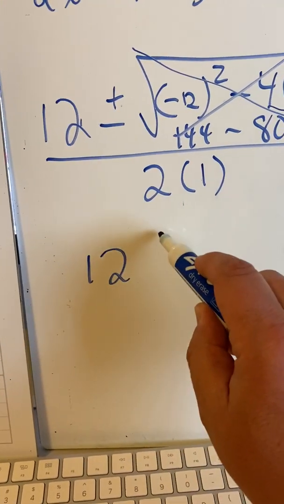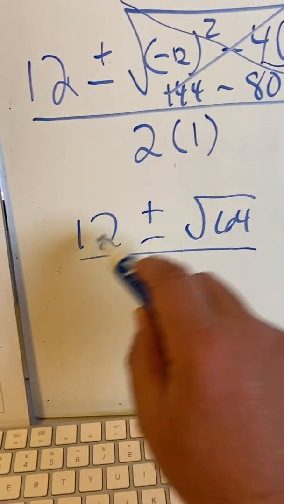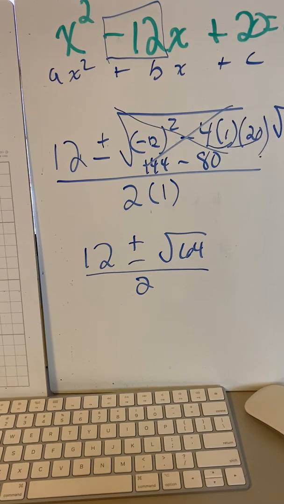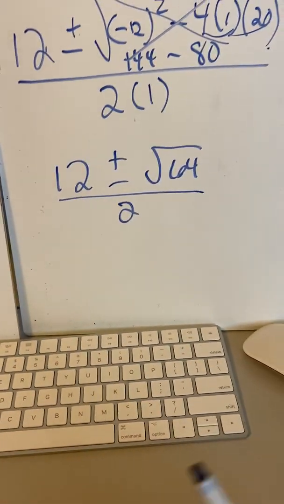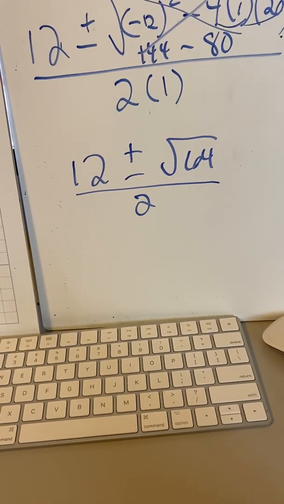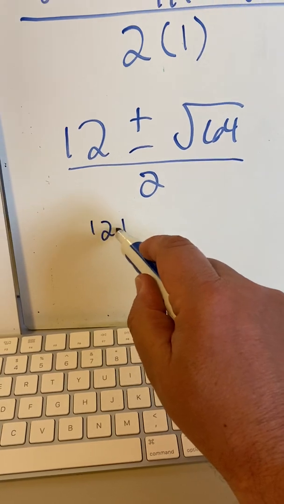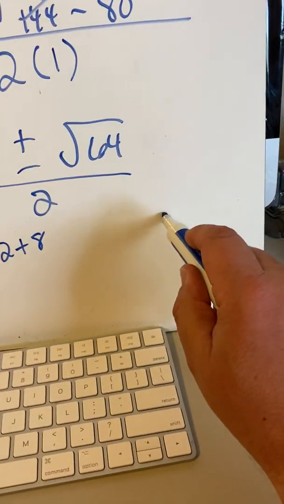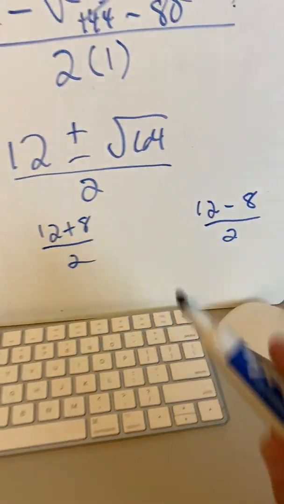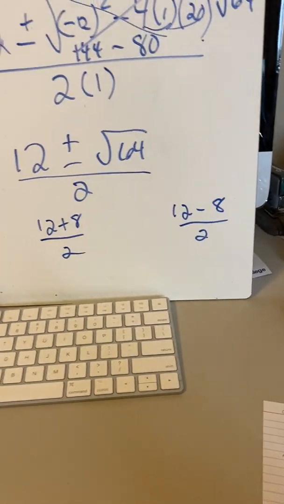12 plus or minus the square root of 64, divided by 2 times 1, that's just 2. Now, some of you have said, whoo, probably in your heads, what's the square root of 64? It's 8. But it's not just 12 plus 8. It's 12 plus and 12 minus, all divided by 2. Okay? Does this make sense? You're going to get 2 answers.